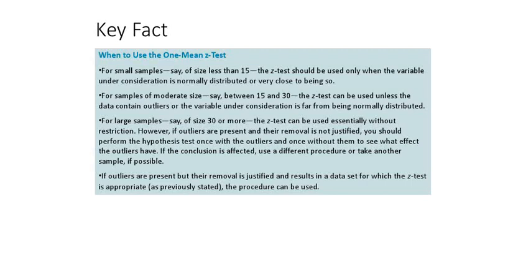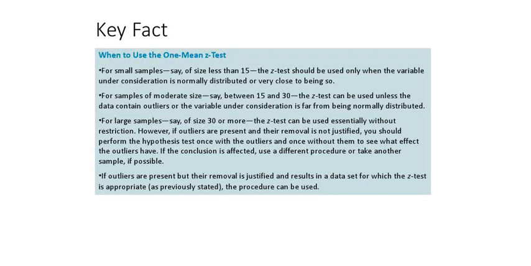Well, for small samples of size less than 15 or so, the z-test should only be used when the variable under consideration is known to be normally distributed or very close to being so. If it's any other distribution, no way. For samples of moderate size between 15 and 30, the z-test can be used unless the data contains outliers or the variable under consideration is far from normally distributed. But for large samples, say of size 30 or more, remember from the central limit theorem, the z-test can be used essentially without restriction.